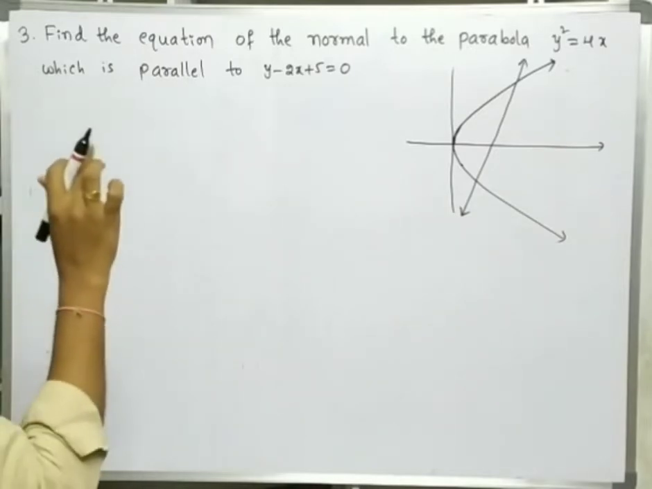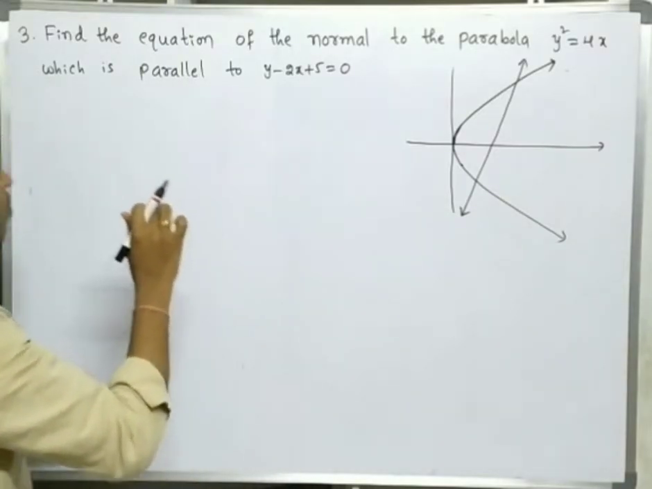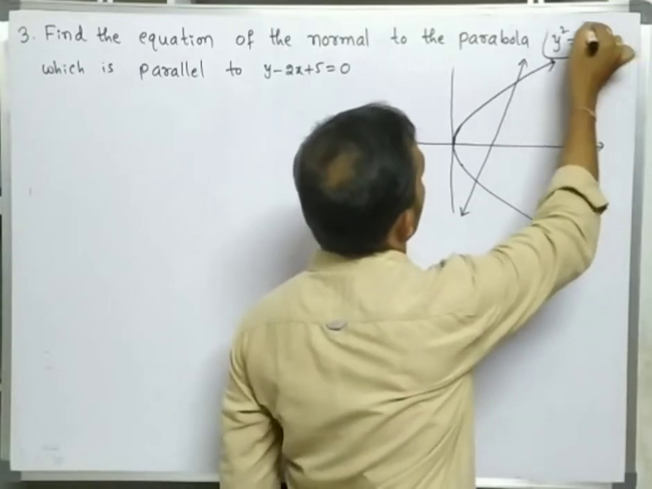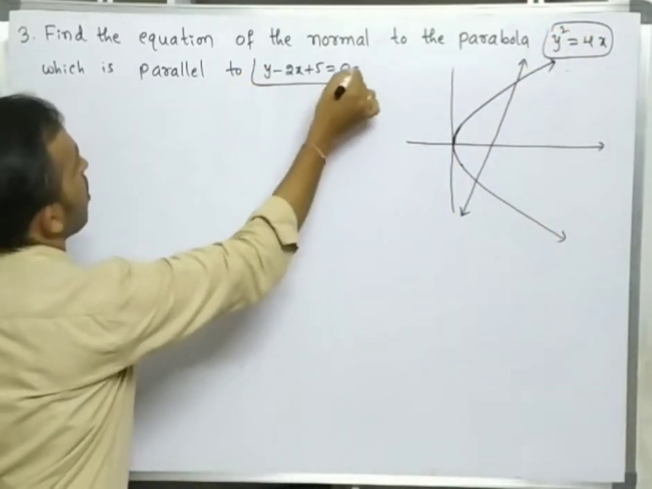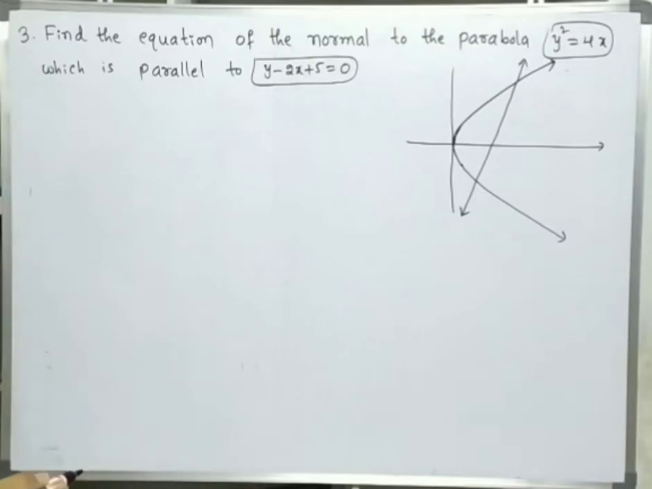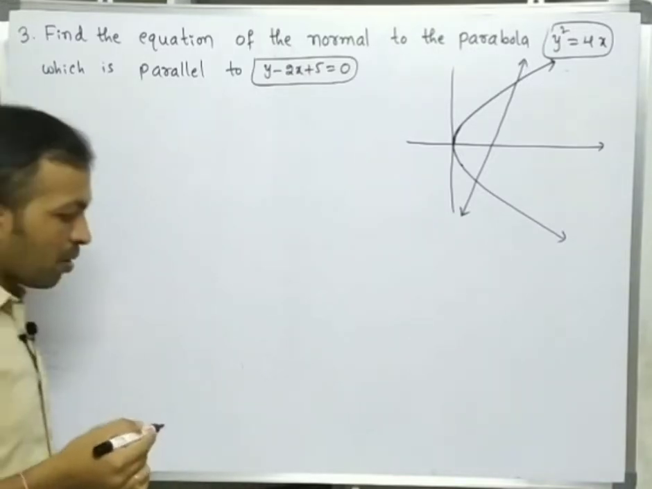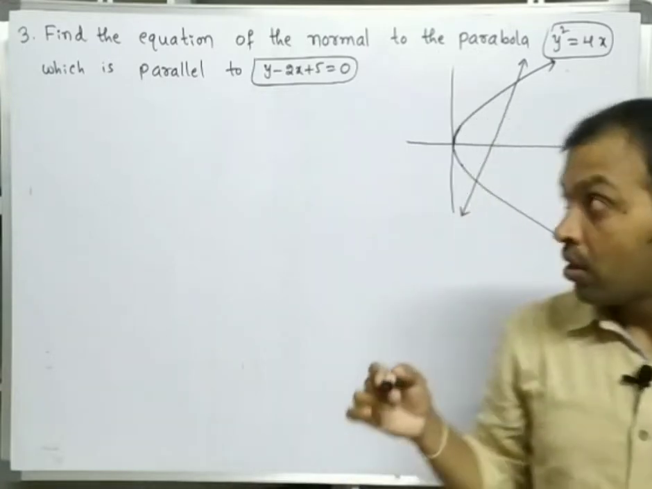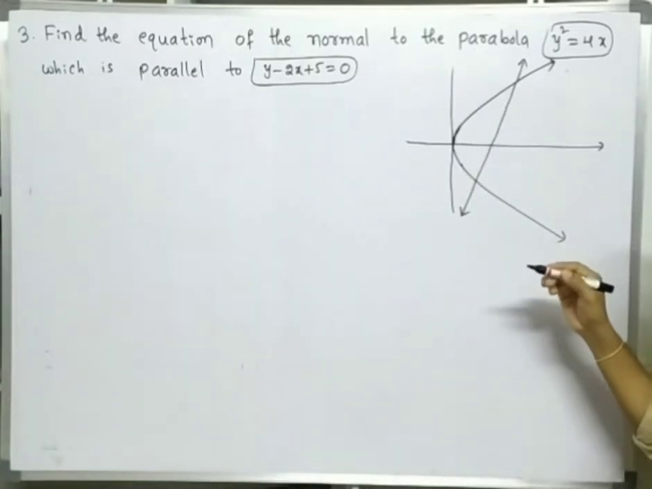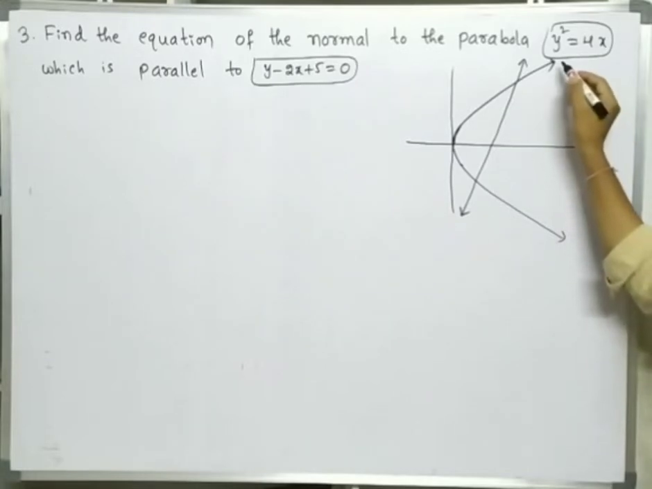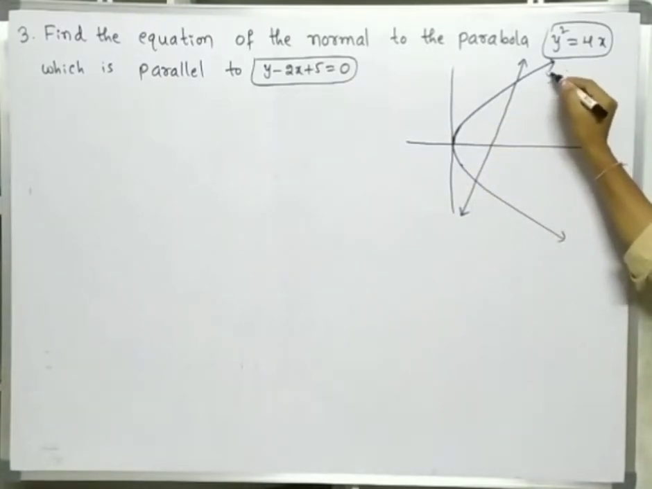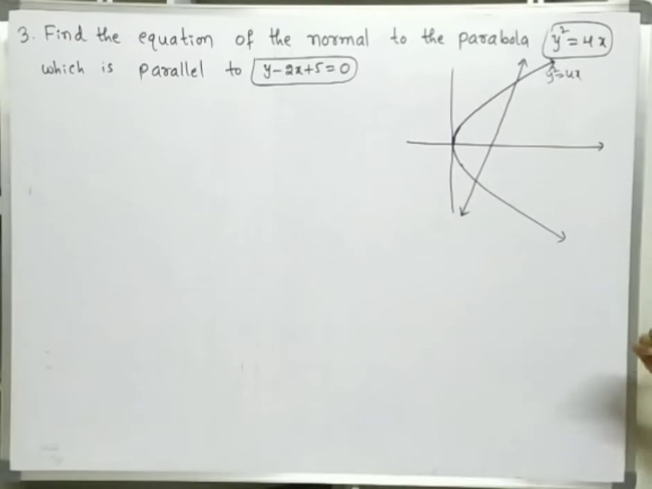Find the equation of the normal to the parabola y square is equal to 4ax, which is parallel to y minus 2x plus 5 is equal to 0. So if the problem is given like this, what should we do? Okay, so here this is the parabola, y square is equal to 4ax. Let us try to draw the related figure. So here the parabola is y square is equal to 4x.